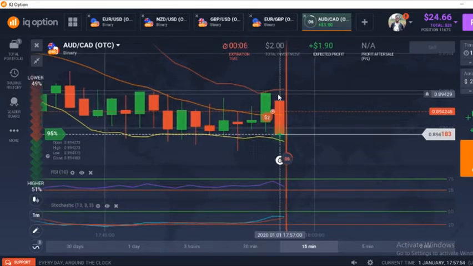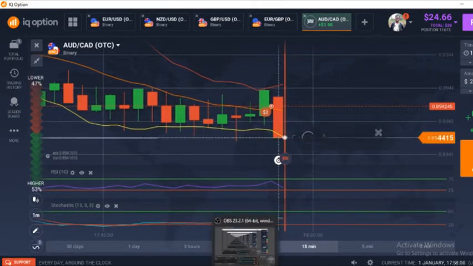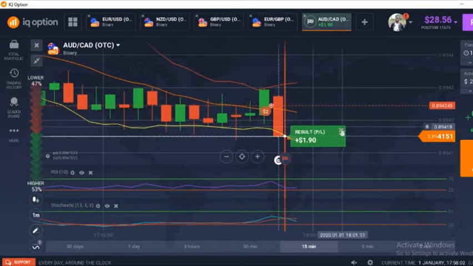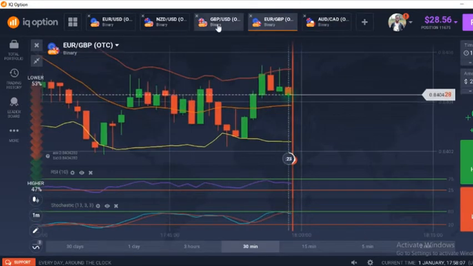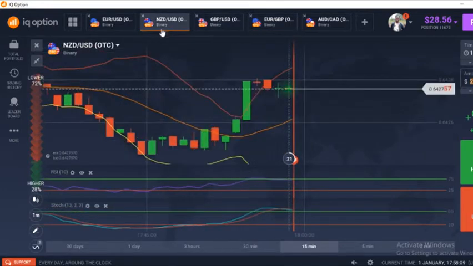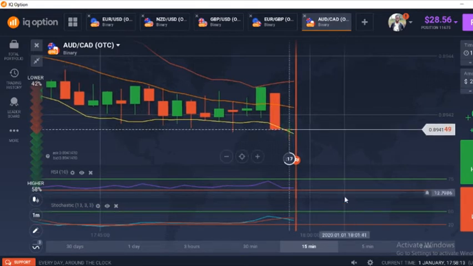Yes, and we are winning this trade. And we won that trade. So now our balance is at 28. One more trade and we are out. When you reach your target, make sure you leave the market. Don't continue trading because that greed will make you lose.